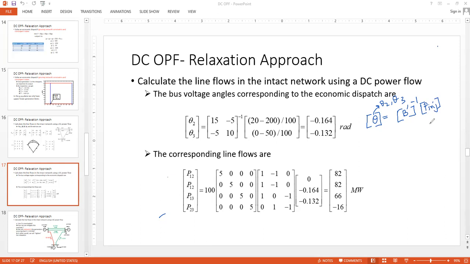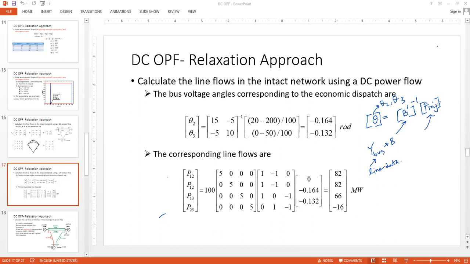Okay. So for B prime, we have already mentioned how we are going to get it from the B, and B will be obtained from the Y bus. So these are completely interconnected. It will come like this: Y bus, then B, then B dash. This is the flow of information. Y bus will come from the line data.